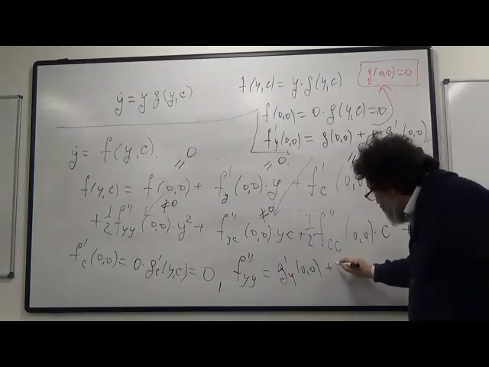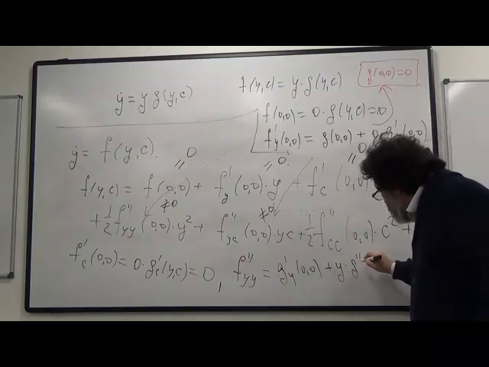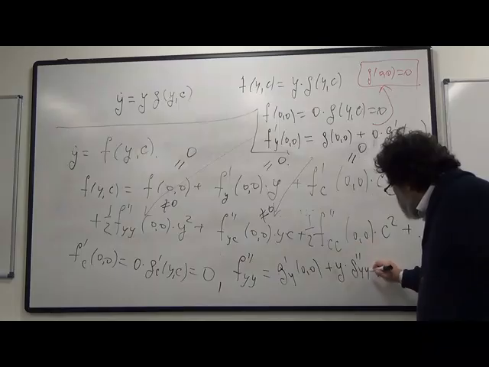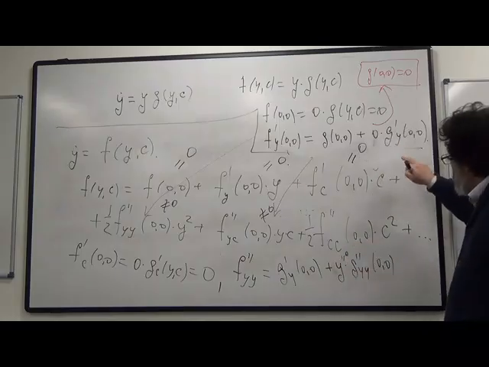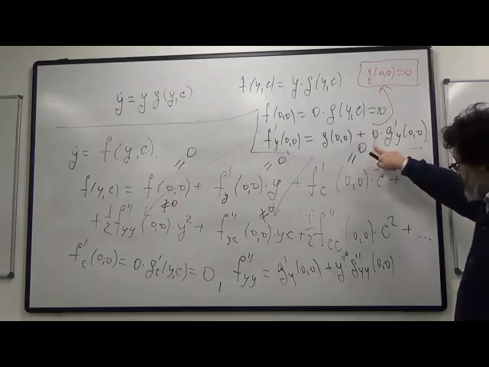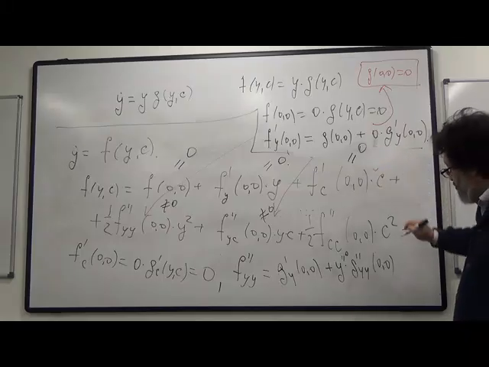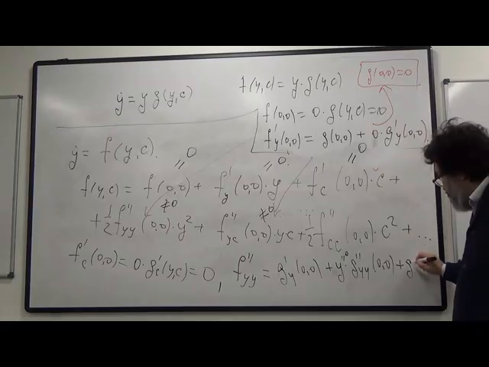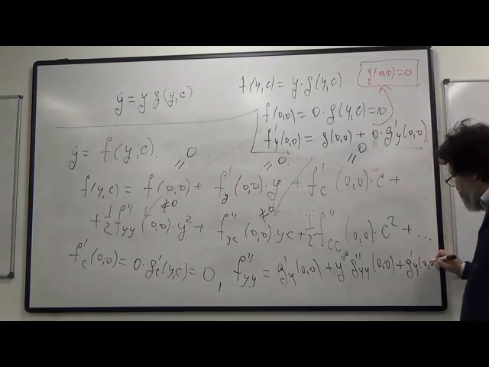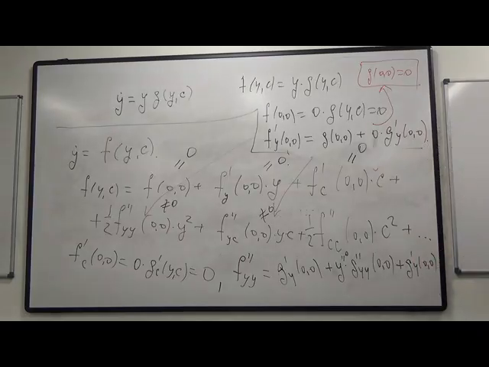times the second derivative of g over y. This is 0, you remember, and plus the derivative of g over y at 0, 0. Yeah? Agreed?